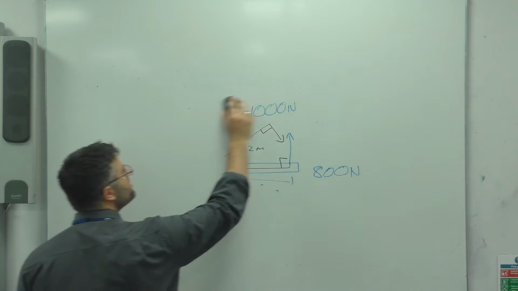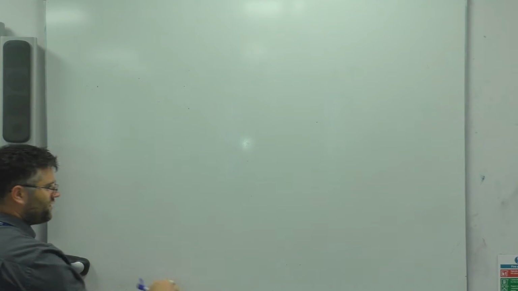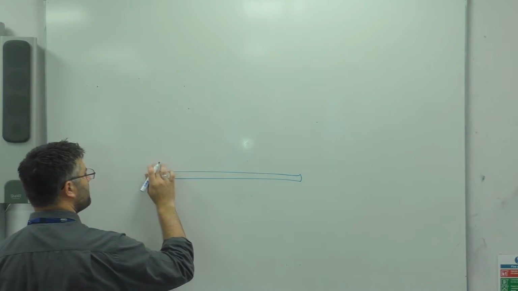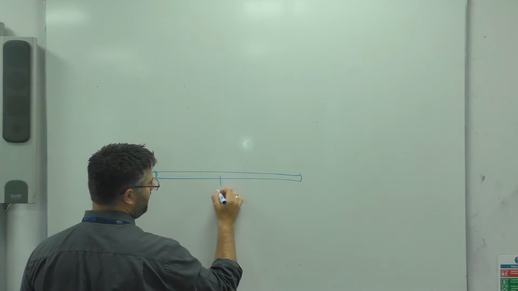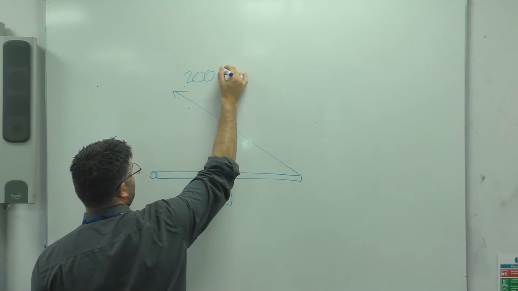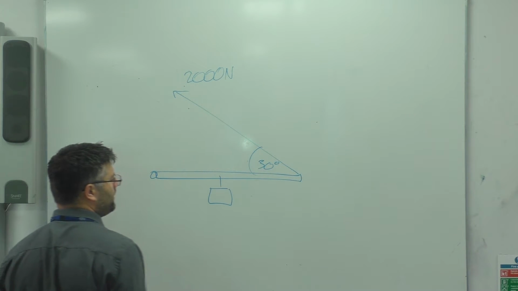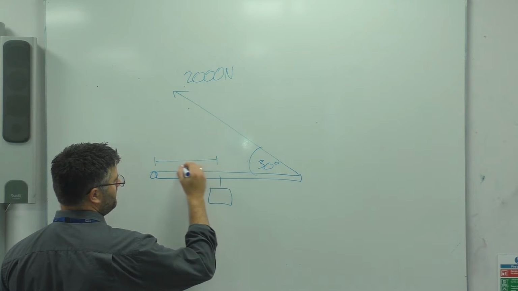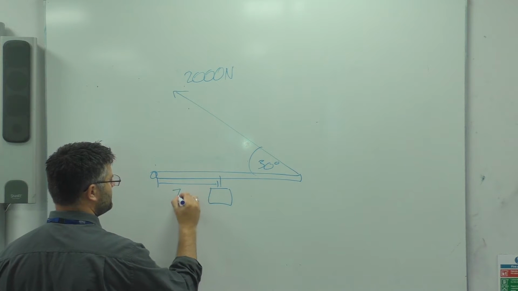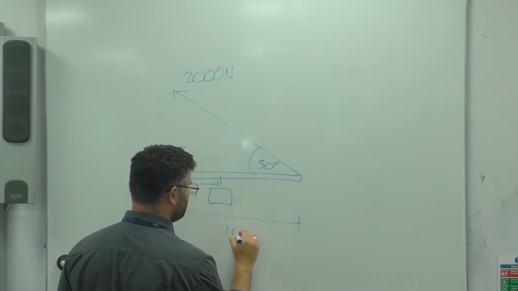So what happens when it's not at right angles then? I'll try and give you as simple a version as I can. So we've got a beam, a pivot, a box on the beam, being held up by a wire, 2,000 newtons, at 30 degrees, a distance of 7.5 meters for that one, and a distance of 10 meters for that one.